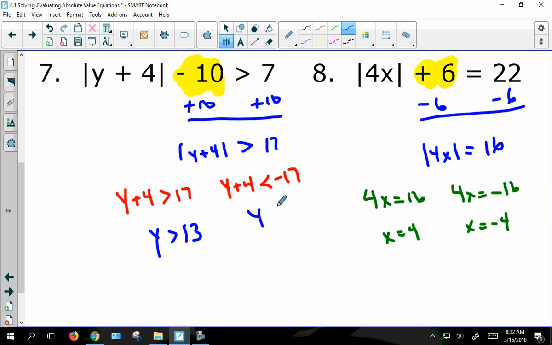Over here, y is less than, what is it? Negative 21. Very good. Who said that? Excellent job. A lot of you in here don't know how to solve for x. That's going to be a huge problem for you, because you're going to do that in geometry. You're going to do it in algebra 2. So you might as well learn it now.